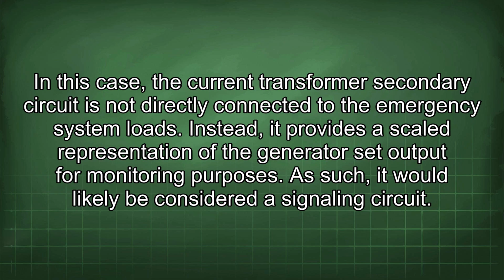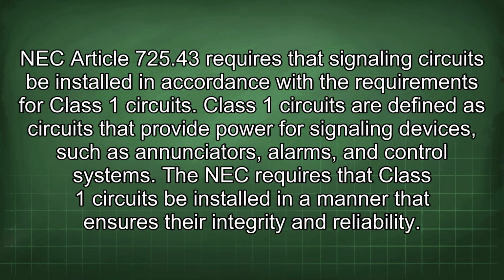In this case, the current transformer secondary circuit is not directly connected to the emergency system loads. Instead, it provides a scaled representation of the generator set output for monitoring purposes. As such, it would likely be considered a signaling circuit. NEC Article 725.43 requires that signaling circuits be installed in accordance with the requirements for Class 1 circuits.